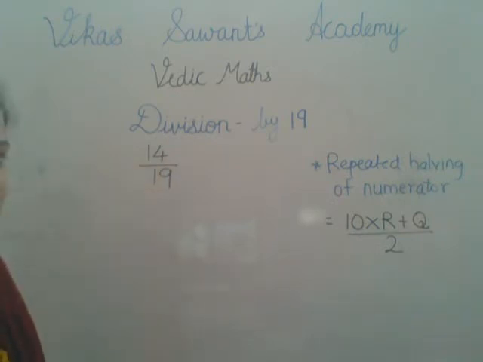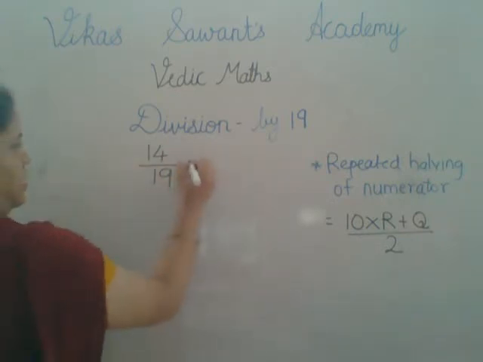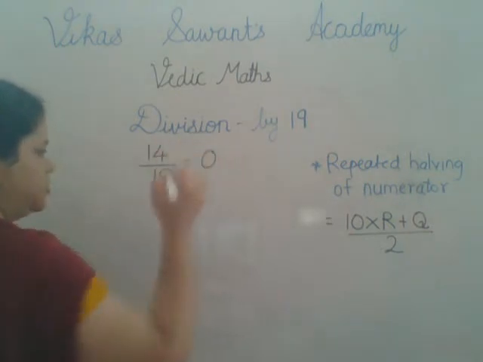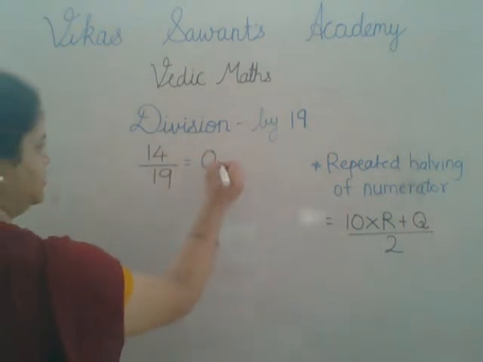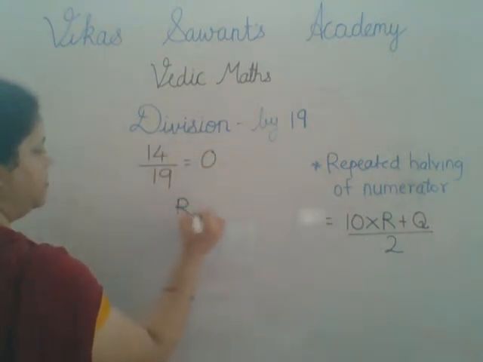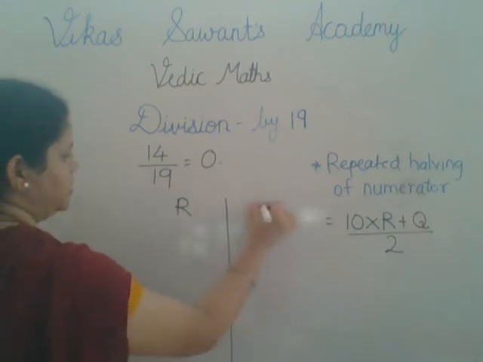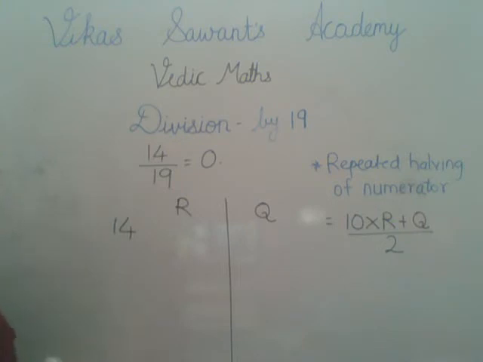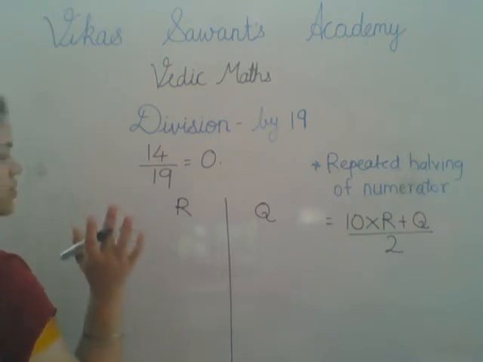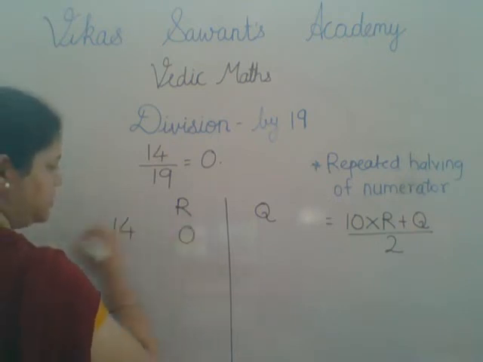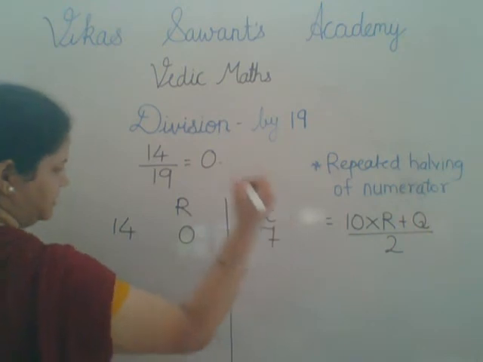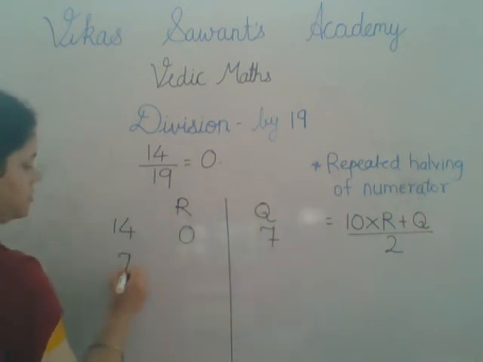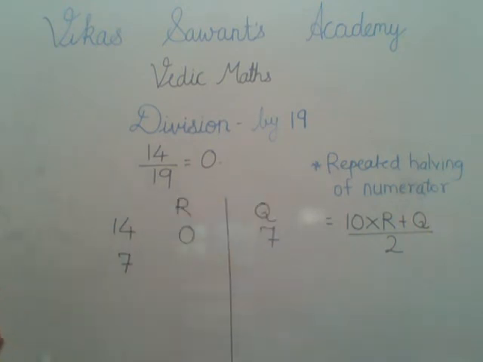Now this time let's divide 14 by 19. Here the answer is definitely 0 point something, right? We need to write down remainder and quotient, and the first number is 14. When we halve 14, 14 divided by 2, the remainder will be 0 and quotient will be 7. Now your new number is 7. Put it in the formula.